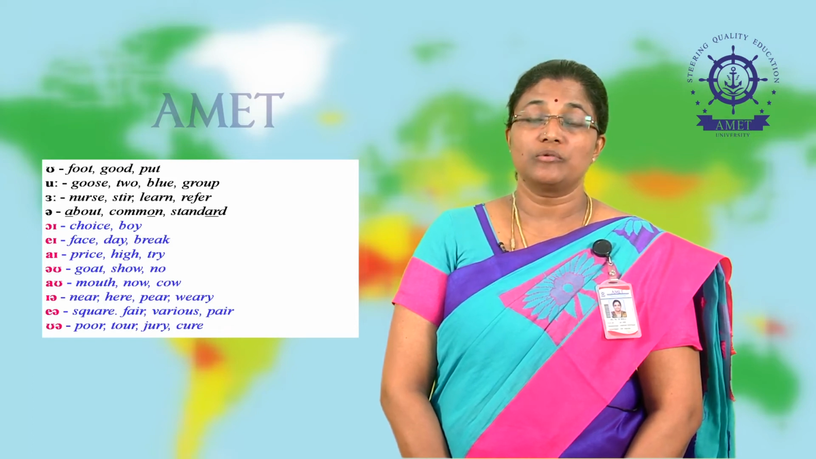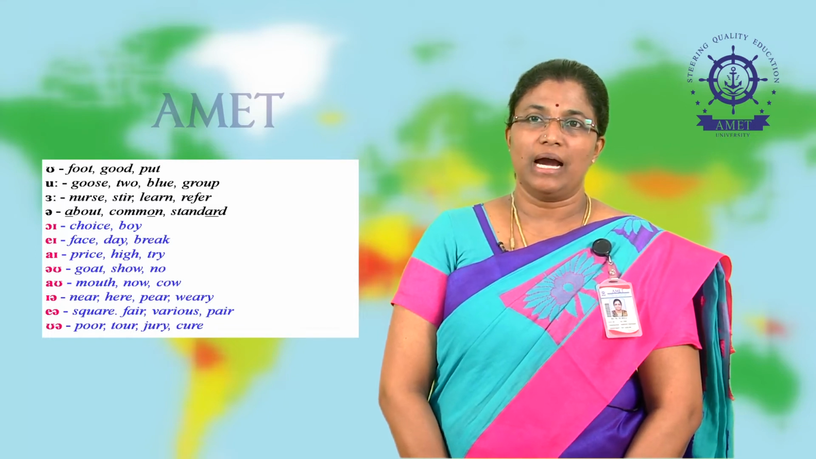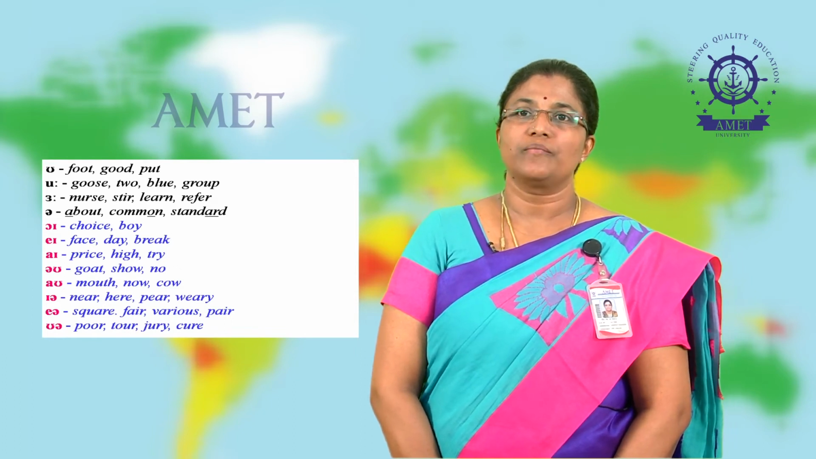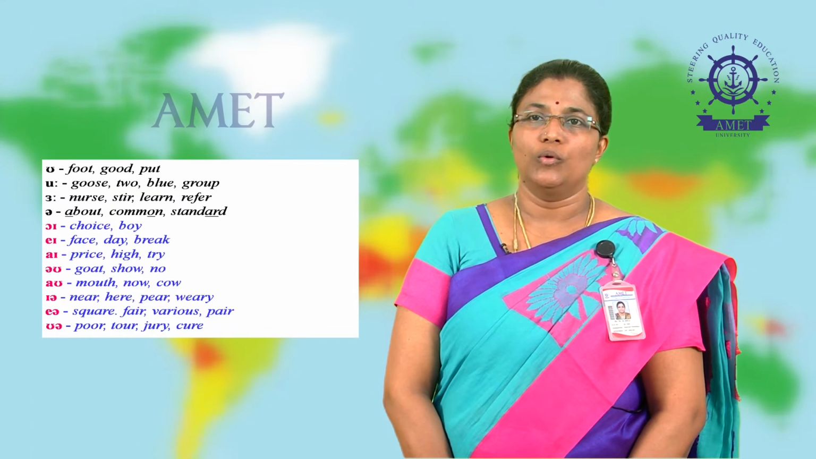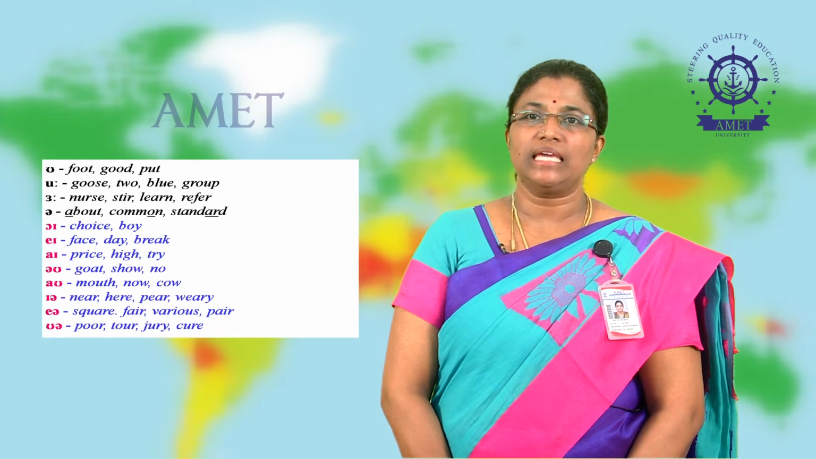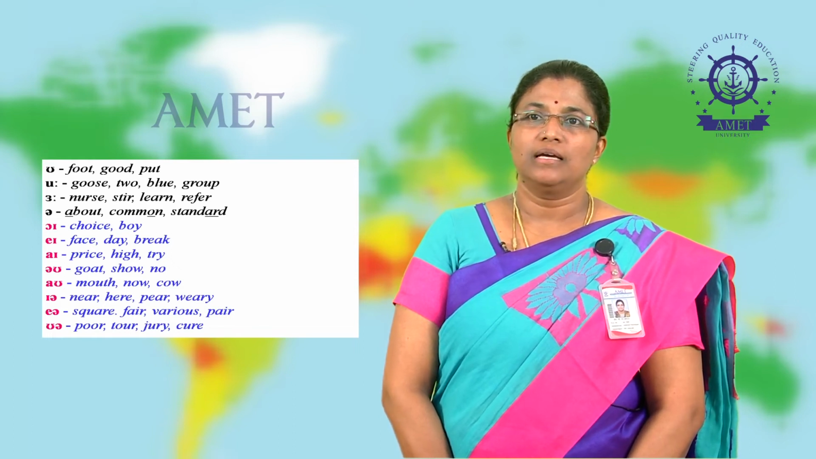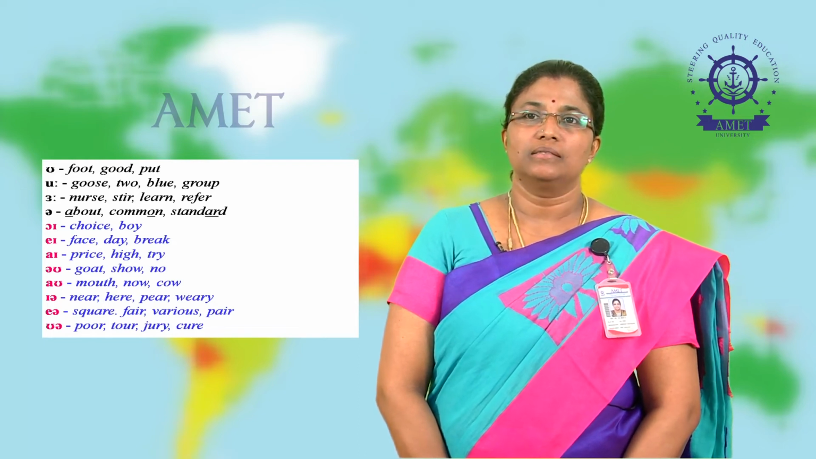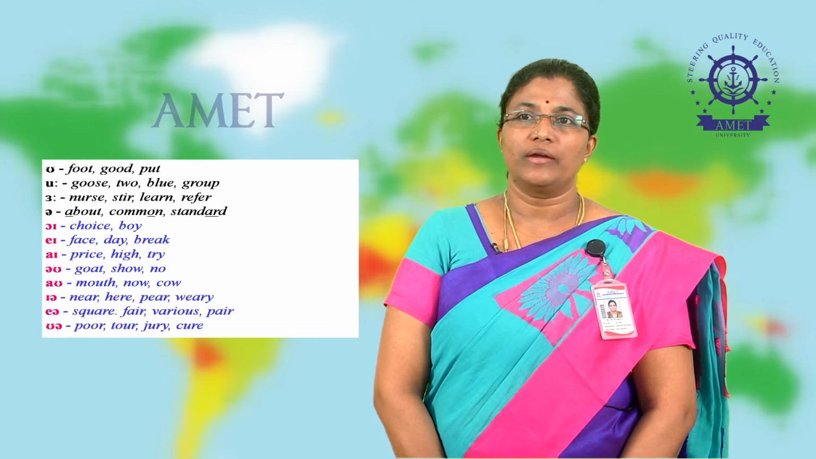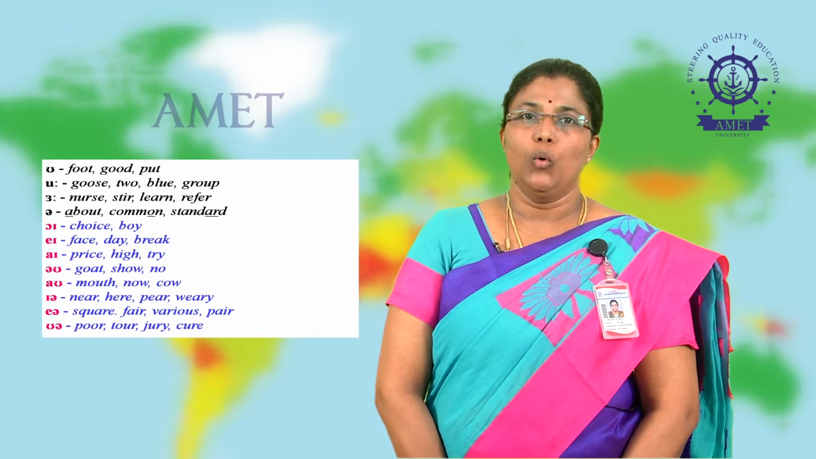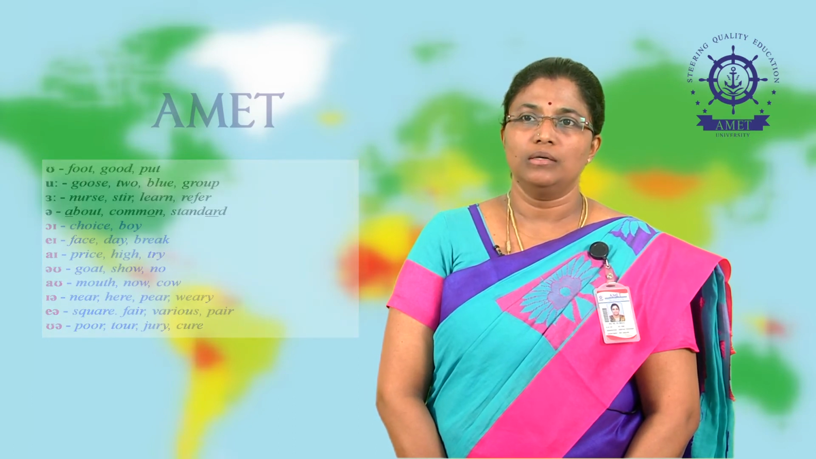We should not pronounce it in a short way, go, no, we should not say like that. It should be a lengthened sound, no, go, goat. Next sound is ow, as in mouth, now, cow. Next sound is ear, as in near, here, peer, weary. Next sound is air, as in square, fair, various, hair. And the next one is ooer, as in poor, tour, cure.